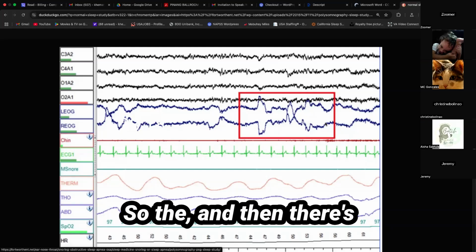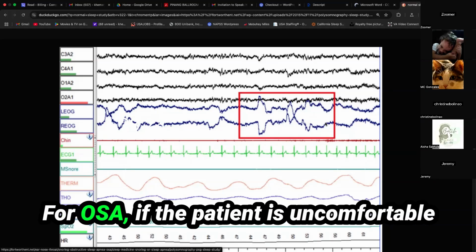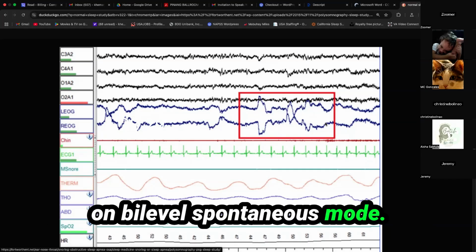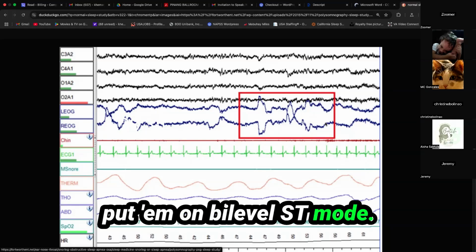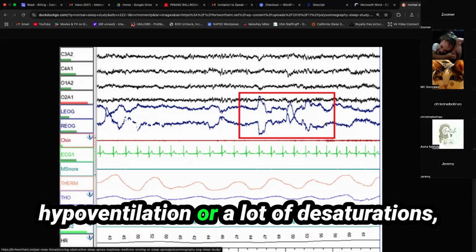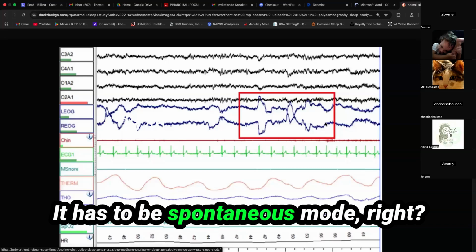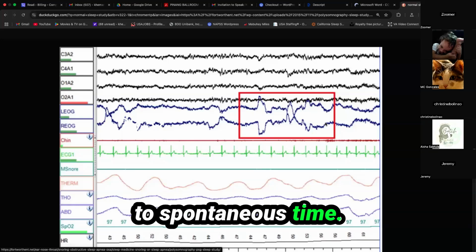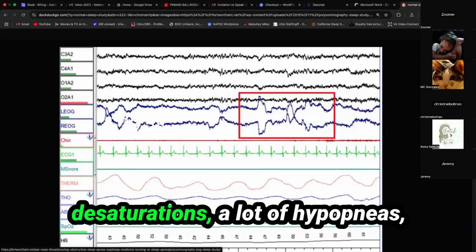So then there's another mode, right? We discussed CPAP for OSA. If the patient is uncomfortable with CPAP, you can put them on bi-level spontaneous mode. If the patient exhibits some central apnea, you can put them on bi-level ST mode, right? Now, if the patient has hypoventilation or a lot of desaturations, you cannot treat that with CPAP. It has to be spontaneous mode, right? So you don't jump straight to spontaneous timed if the patient is just exhibiting hypoventilation, like a lot of desaturations, a lot of hypopneas.